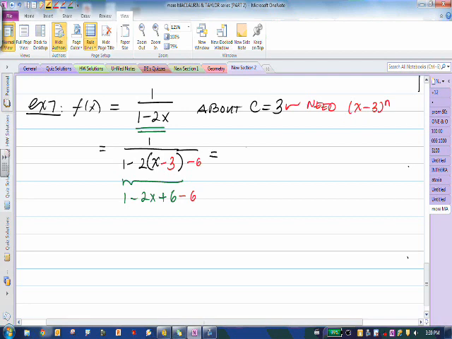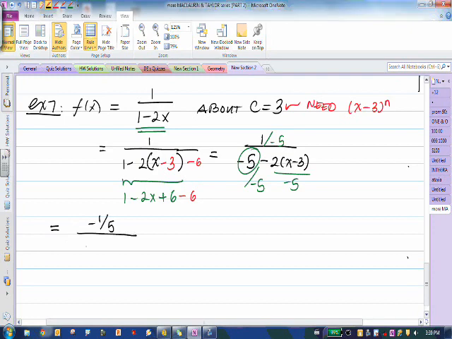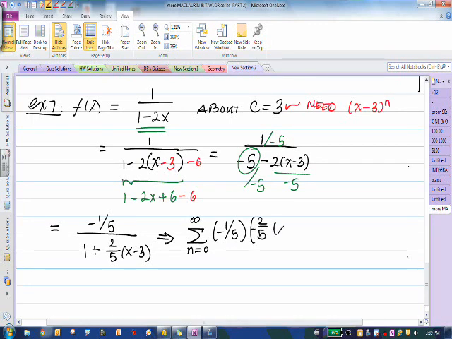So if we simplify this, you get 1 over negative 5 minus 2x minus 3. Again, the issue here is this term needs to be a 1, so we're going to go ahead and divide every single term by negative 5. And the function rewritten looks like negative 1/5 over 1 plus 2/5 x minus 3. So in sigma form, this looks like sigma n equals 0 to infinity. Our a is negative 1/5, and our r is negative 2/5, parentheses, x minus 3, all to the n power.